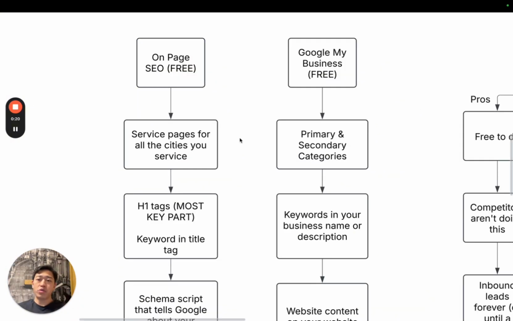So there's really two ways that you can generate free leads off of Google. Number one is on-page SEO, and number two is Google My Business. If you're not familiar with these two, I'll just dive straight into what these two mean.